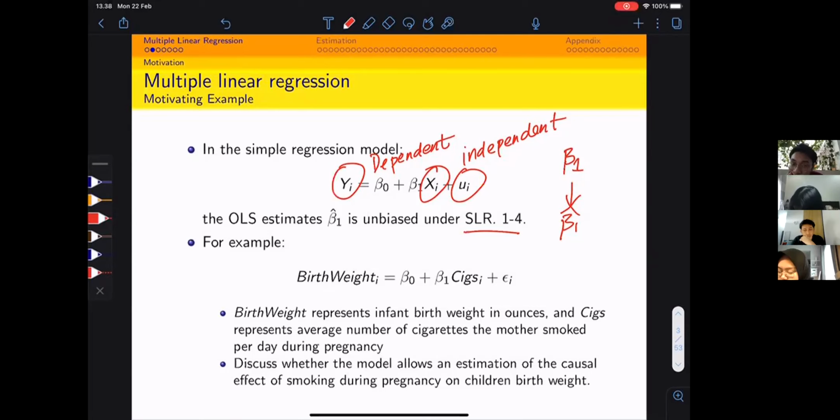Do you think the simple model would allow estimation of the causal effect of smoking? Or perhaps I can rephrase it differently. What will be the condition or what will be the assumption such that the model will allow causal estimation of the effect of smoking during pregnancy?